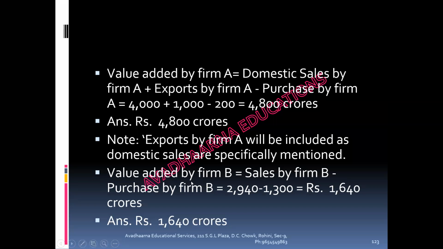Then the second is value added by firm B, which is sales, that is your value of output, by firm B minus intermediate consumption, that is purchase by firm B. So 2,940 minus 1,300 is going to give us 1,640 crores. This is the value added by firm B. And let's say the economy has only two firms, firm A and firm B. If I add the gross value added by both of the firms, that is 4,800 crores plus 1,640 crores, we are going to get the national income of the economy.